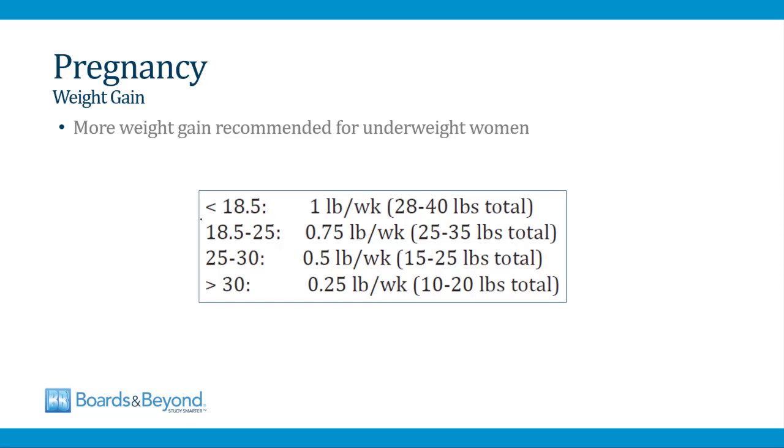based on the BMI when they enter pregnancy, and more weight gain is recommended for underweight women when they start pregnancy. So a woman who begins pregnancy with a BMI less than 18.5, which is underweight, can be advised that it's okay to gain a pound per week, up to 28 to 40 pounds total. For women who enter pregnancy with higher BMIs, the recommended weight gain is lower, and women who enter pregnancy with a very high BMI over 30 should gain the least amount of weight during pregnancy, only 0.25 pounds per week, for a total of 10 to 20 pounds.